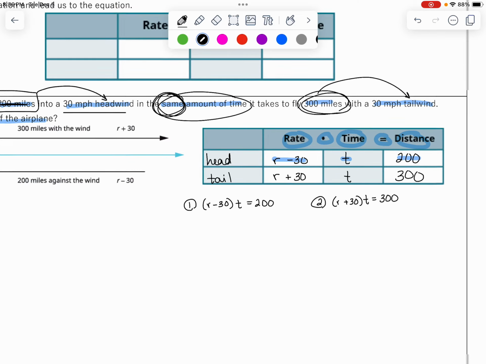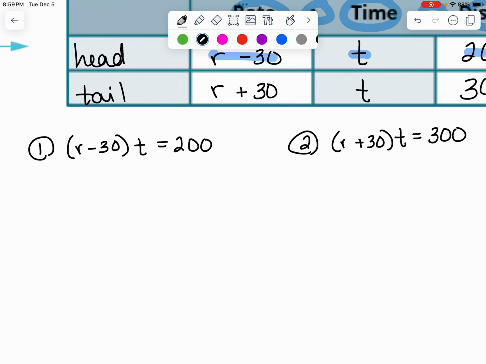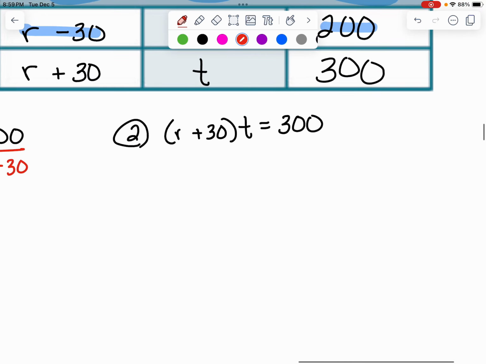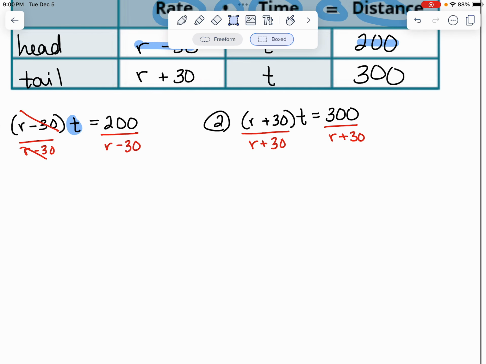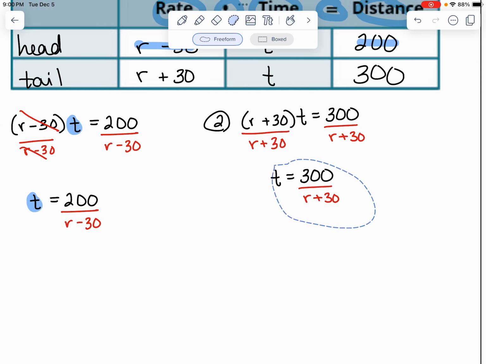Since we're going to have to get R, the question is what's the speed of the airplane. We need to isolate T. How do I isolate T on equation number 1? Divide by the quantity R minus 30, both sides. On the other one, divide by R plus 30. So now we have new equations: T equals 200 over R minus 30, and T equals 300 over R plus 30.